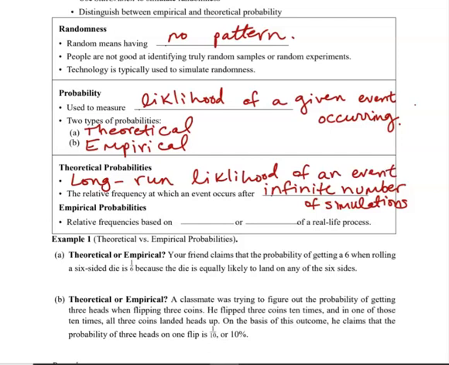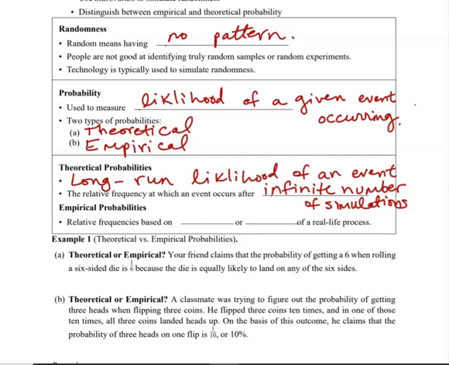50% of the time when I flip a coin, it should land on heads. Every 1 out of 6 times I roll a die, it should land on a 2, for example. Now, does that always happen when I actually roll a die or when I flip a coin a certain number of times? No, and that is called the empirical probability.